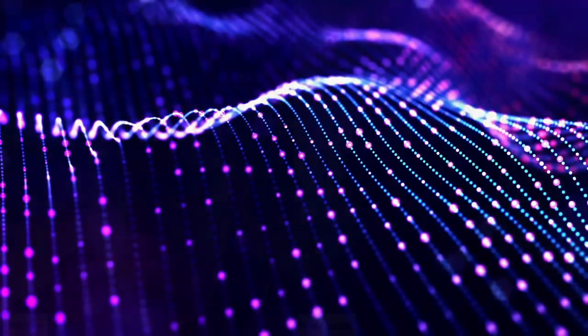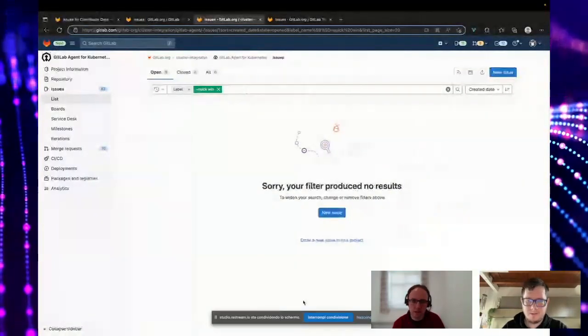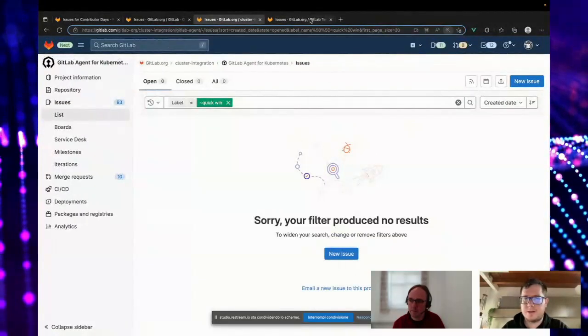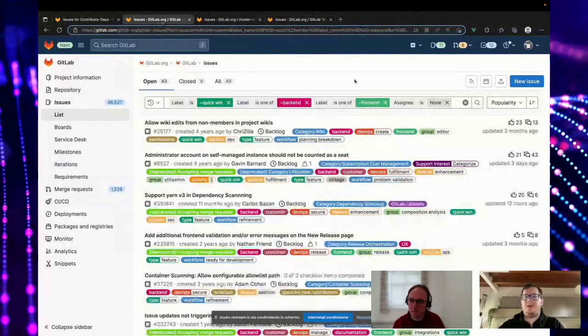Okay, so I'll share my screen because I did set up some filters, and then we can move on then. Okay. Can you see my screen? Yep. Awesome. I'm going to increase the size a bit so it's easier to read. Okay.